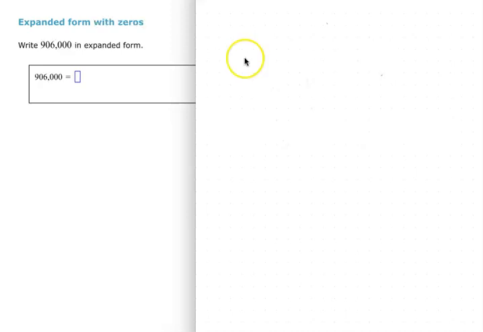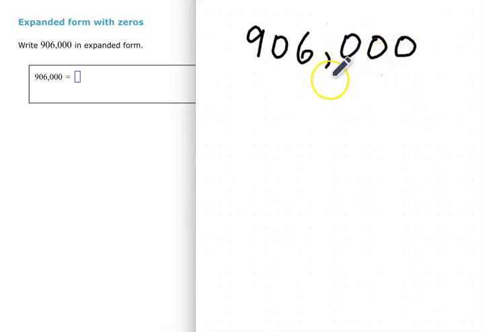Let's do another. All right, now here is a problem that many students will get a little confused with because of all of these zeros. Okay, so let's go back and just review a little bit. This is the 1 spot, the 10 spot, the 100 spot. This is the 1,000 spot. This is the 10,000 spot. This is the 100,000 spot.